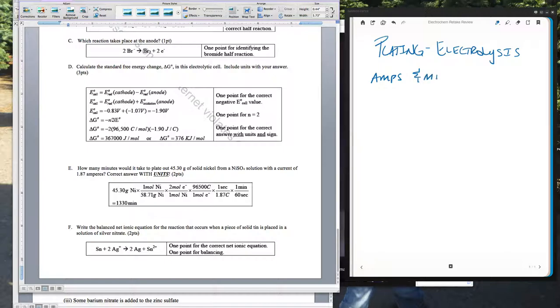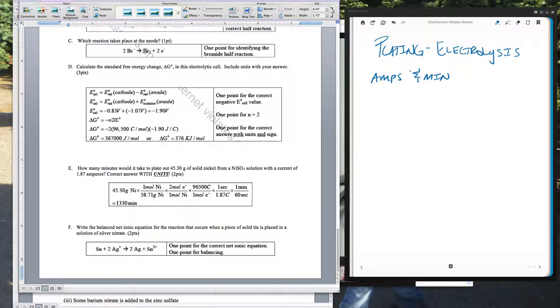And they give you the amps and minutes to start off with, okay? So when they do this, you are going to need to, let me see if I can find. Yeah, I think I'm just going to end up drawing up a little template. I'm not going to actually do a problem.